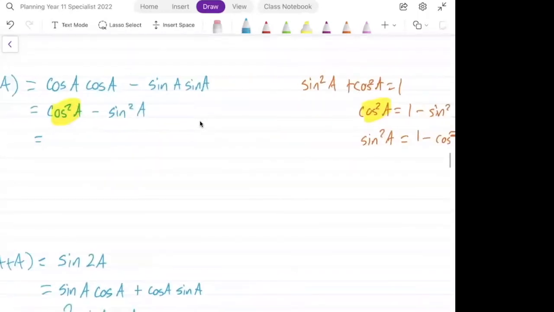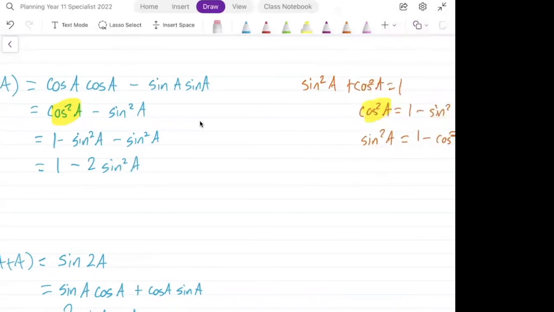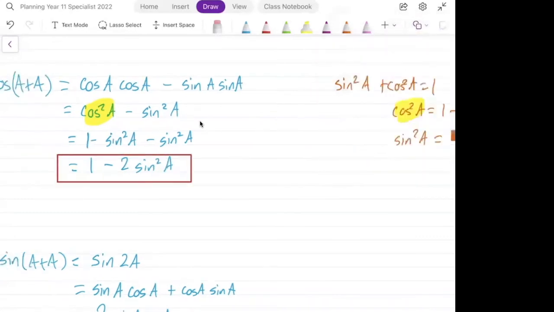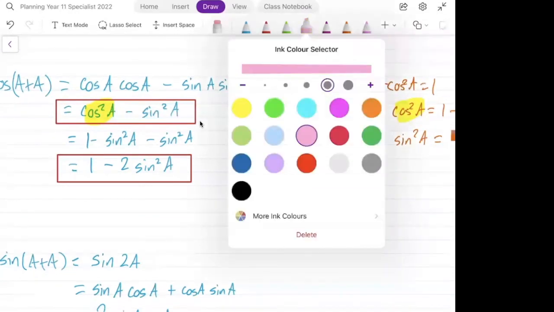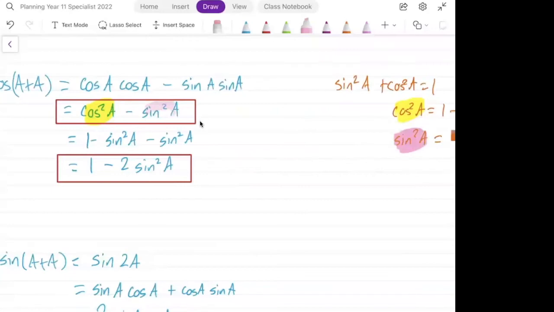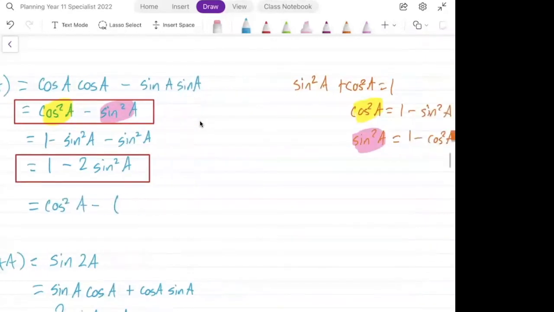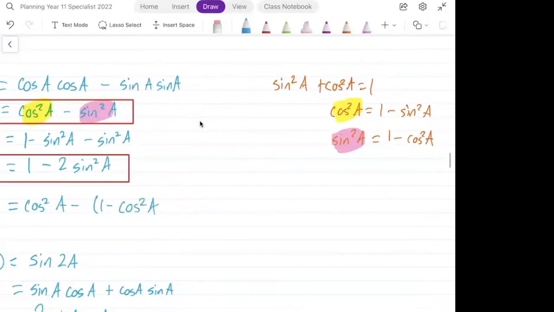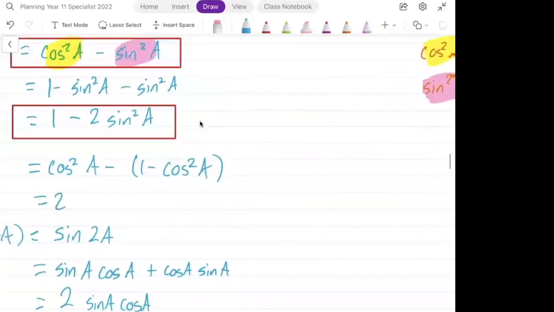Now, if I do this with this part here, if I substitute this in, then that is going to equal 1 minus sine squared a minus sine squared a. That will give 1 minus 2 sine squared a, and that's my final identity that I will see on my formula sheet. And I also will have this one here. If I do the same thing, but now I substitute the other part in, if I substitute sine squared a here into sine squared a, then I wind up with that being equal to cos squared a minus brackets 1 minus cos squared a, which in this case will equal 2 cos squared a minus 1.